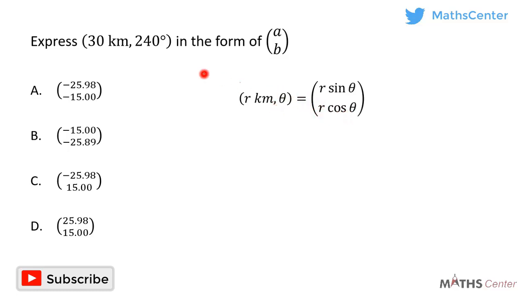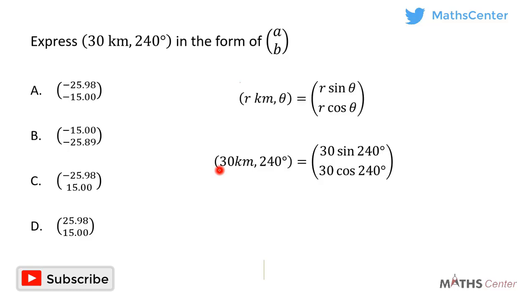So if we apply this here, then we can say that the vector 30 kilometers 240 degrees, if we express it in the component form, we are going to have 30 sine 240 degrees as the x component and 30 cos 240 degrees as the y component. 30 sine 240 degrees will give us negative 25.98, and 30 cos 240 degrees will give us negative 15.00.